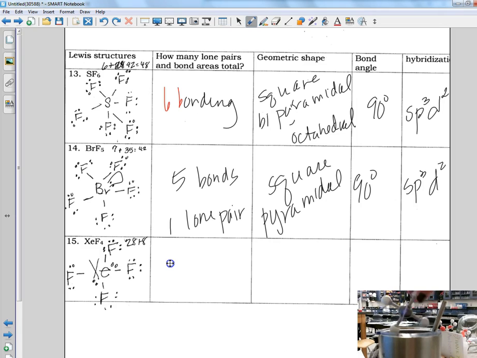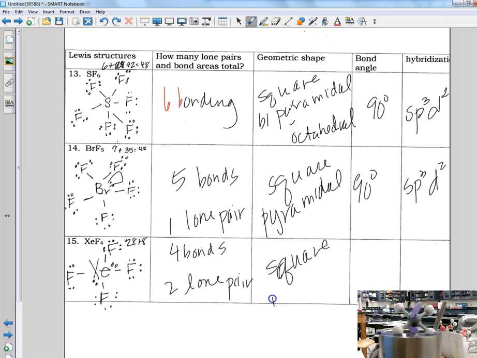Our last one, we've got a flat square, 4 bonds, 2 lone pairs. This is just a square planar. 90 degrees, sp3d2. All right, thank you very much.